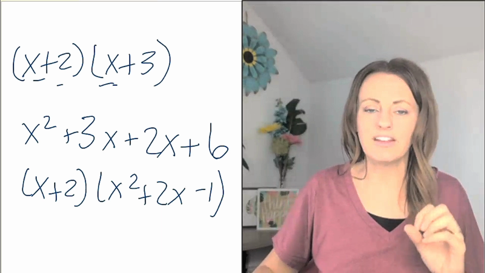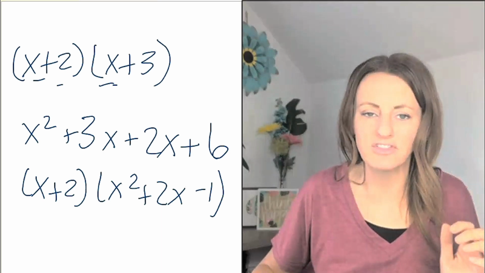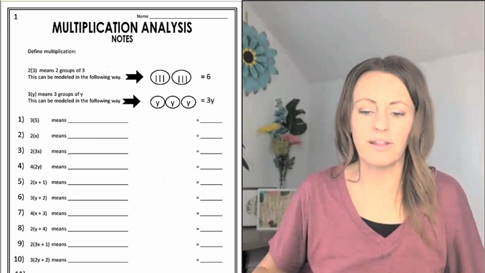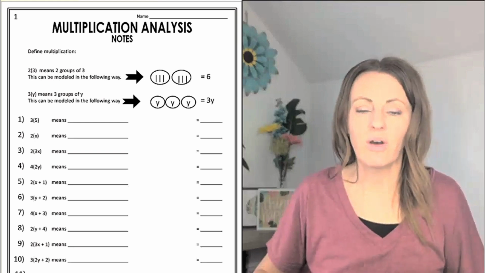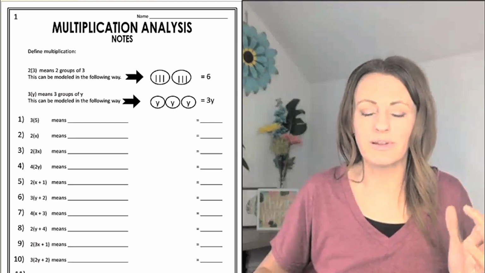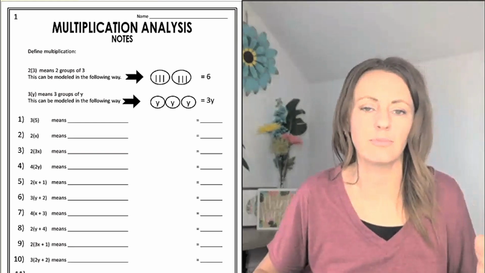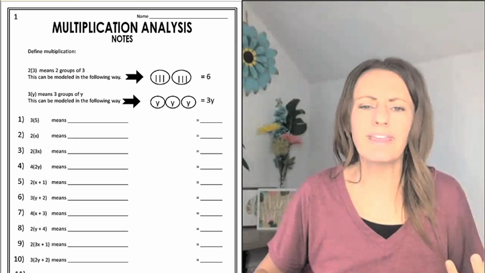So when I am teaching this, everything is based off of the distributive property. And the distributive property is based off of multiplication. So I go back and we review, what does multiplication mean? And I ask my students, what does multiplication mean? And there's some that can't give me a definition.